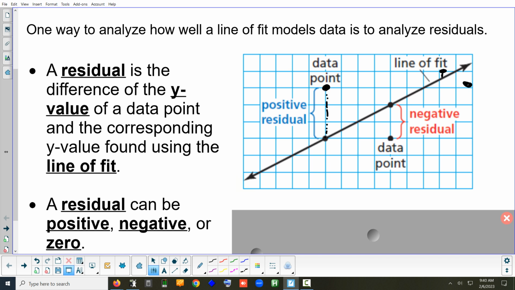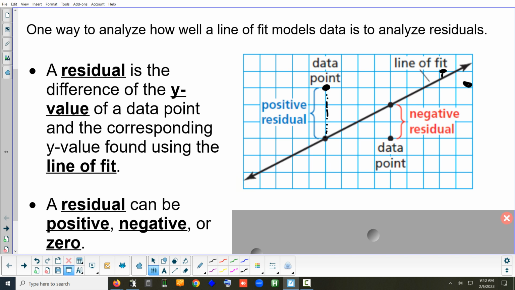The distance between the data point, which is the actual point they gave me, and my line that's an estimate, is pretty small. It's very small. It's just a little bit above it. When your data point is a little bit above your line, that's called a positive residual. When your data point is below the line, that's called a negative residual. And the idea is you want the residuals to be pretty small.